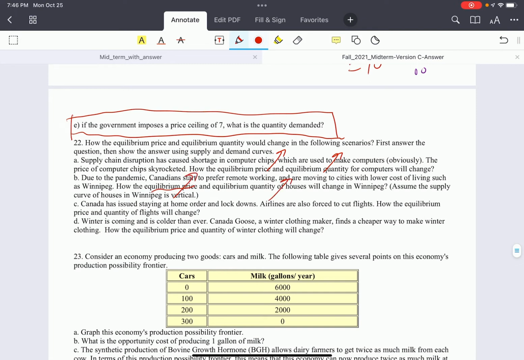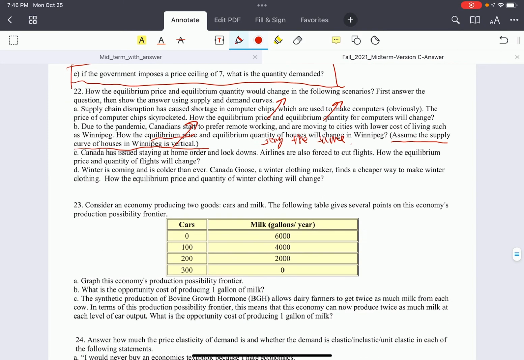However, I have this further assumption here. I assume the supply curve is vertical, which means even if demand increases, quantity should stay the same, right? So here, the quantity would stay the same.